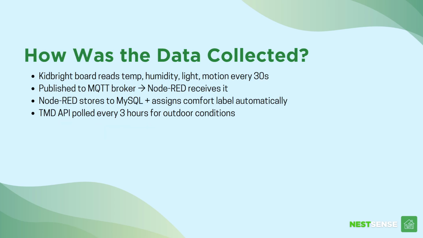So how was the data collected? The KidBright board reads temperature, humidity, light, and motion every 30 seconds and publishes to an MQTT broker, which passes it to Node-RED and puts it into MySQL. And for the TMD API, we pull every 3 hours for outdoor conditions.